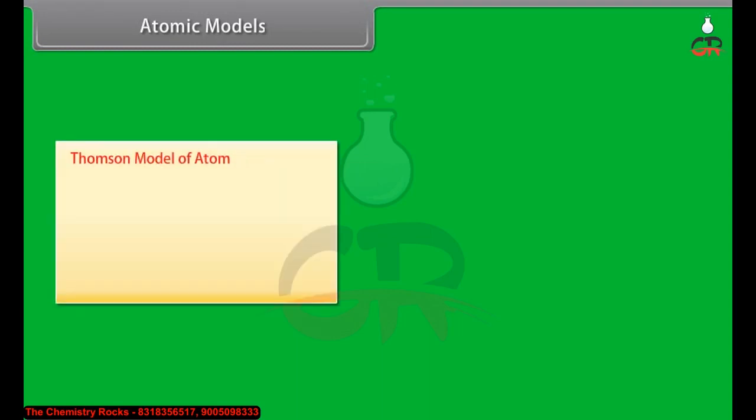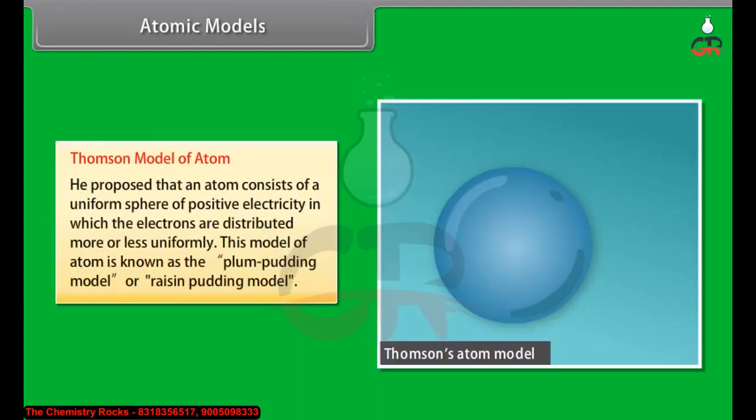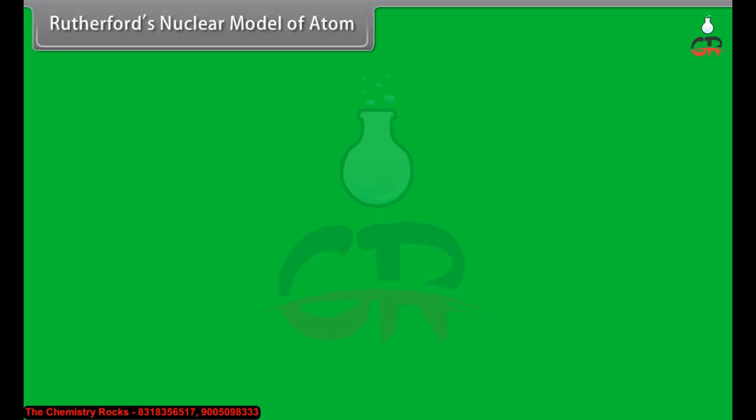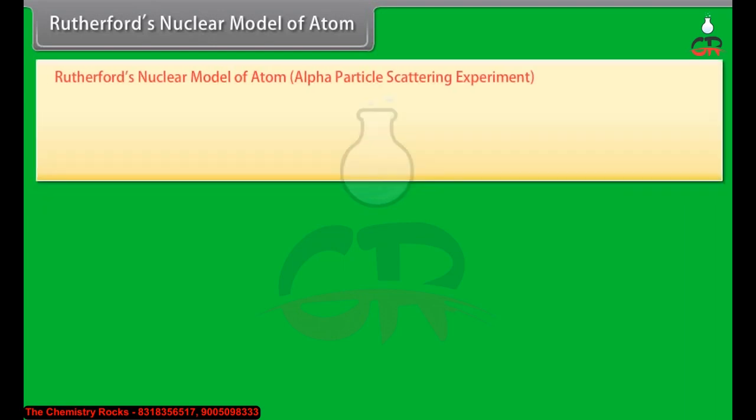He proposed that an atom consists of a uniform sphere of positive electricity in which the electrons are distributed more or less uniformly. This model of atom is known as the plum pudding model or raisin pudding model. Rutherford's nuclear model of atom: alpha particle scattering experiment.